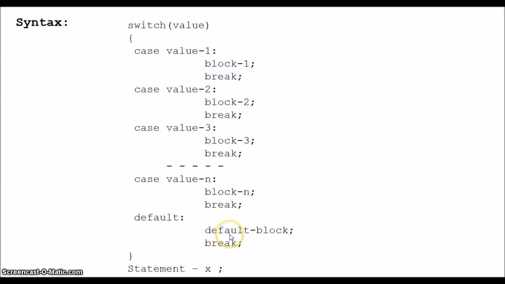If the default block is not present, and the value is not matched with value 1, not matched with value 2, so on up to value n, and also the default block is not present, in that case the control directly comes out of the switch statement and executes statement X.